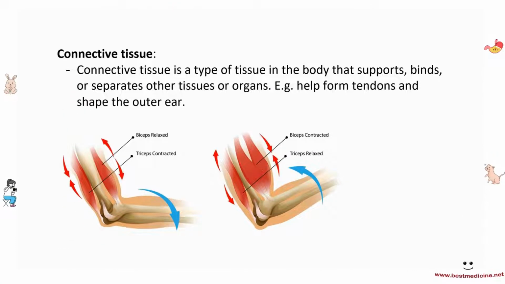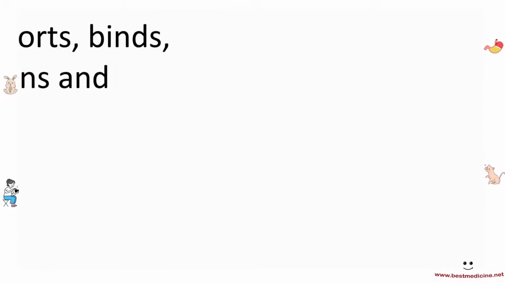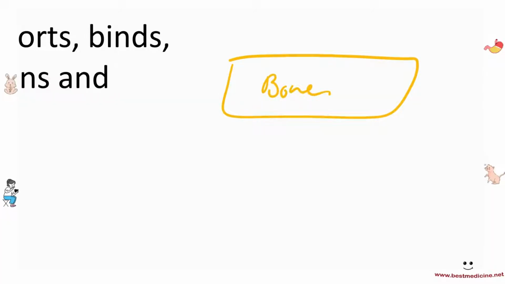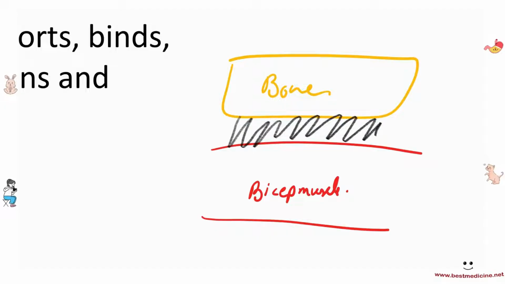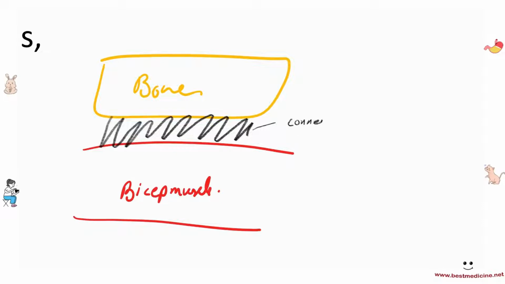Okay, so the next tissue is connective tissue. Connective tissue is a type of tissue in the body that supports, binds, or separates other tissues or organs. So, for example, you could have a bone here. That's an organ, right? And then you've got a muscle here, maybe the bicep muscle. Now you want the bone to be connected to the bicep, of course, because you want the bones to move as you contract or relax the bicep. So to connect the two, you need a connecting tissue here, and that is called connective tissue.